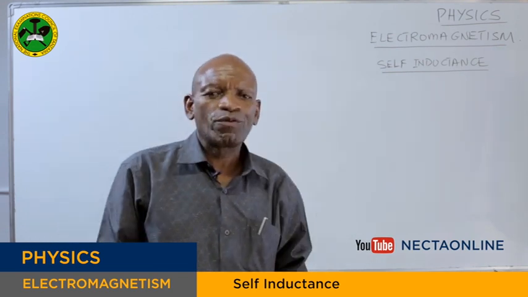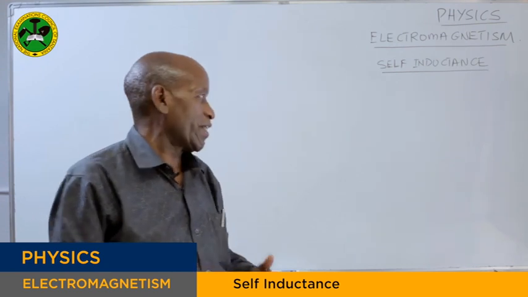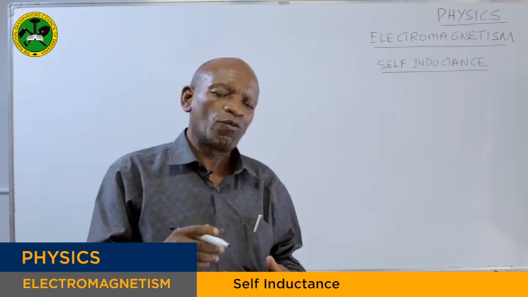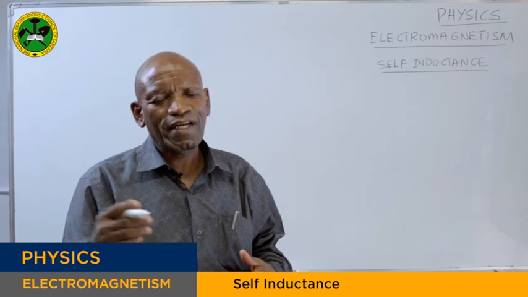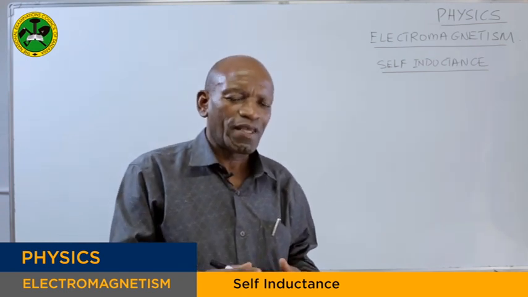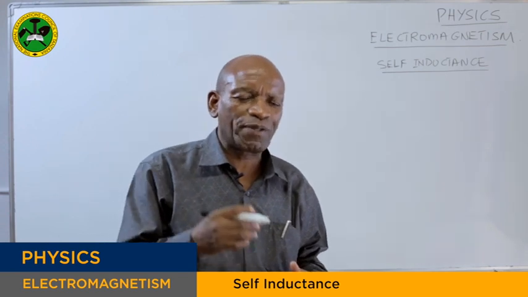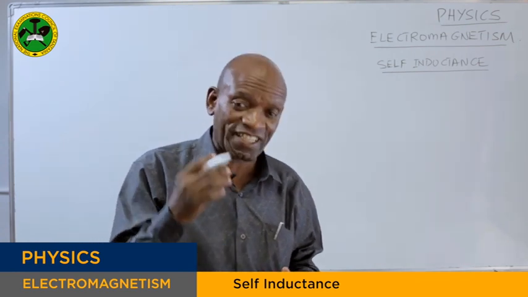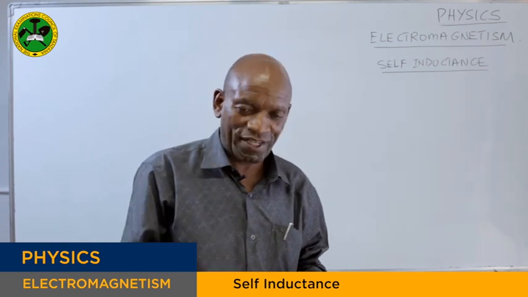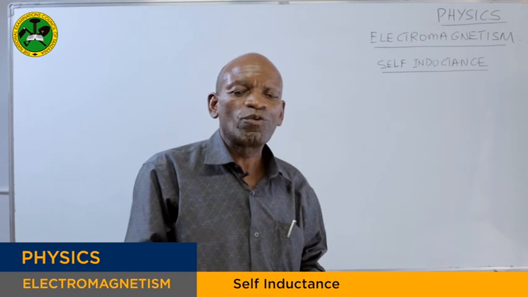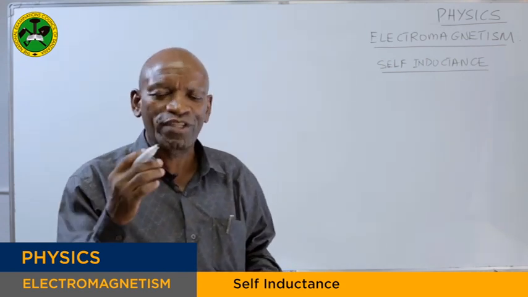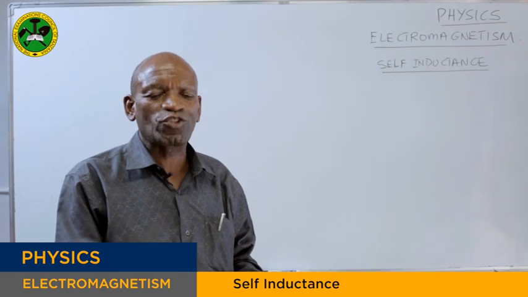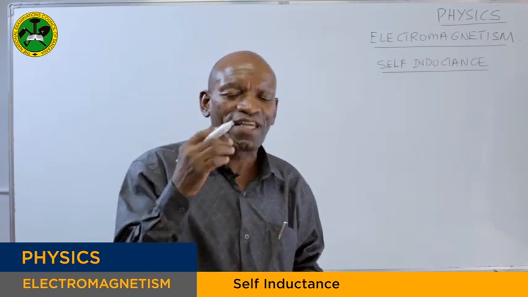First of all, we need to know what we mean when we talk about self-inductance. Self-inductance happens in this way: whenever we have a coil and current is flowing through that coil, the variation of the current will generate a magnetic field. That magnetic field interacts with another part of the same coil and produces an induced EMF. According to Lenz's law, that induced EMF flows in the opposite direction, trying to oppose the actual current flowing through that inductor.